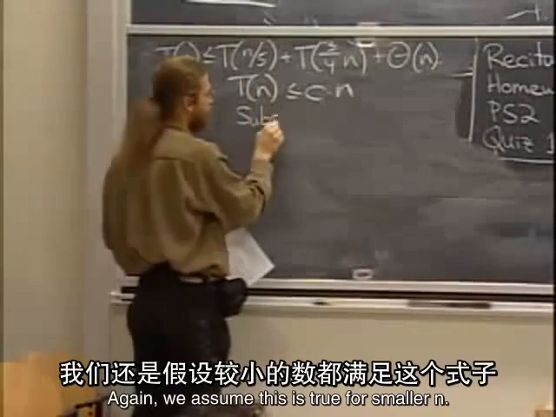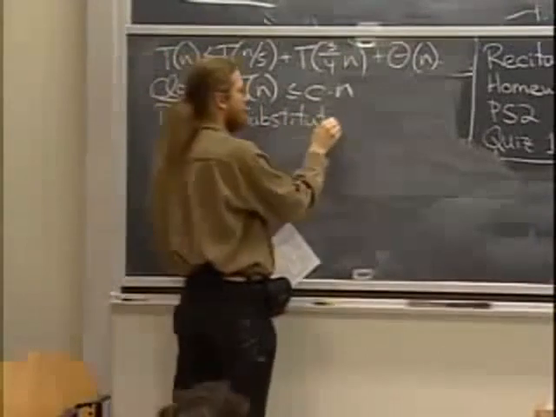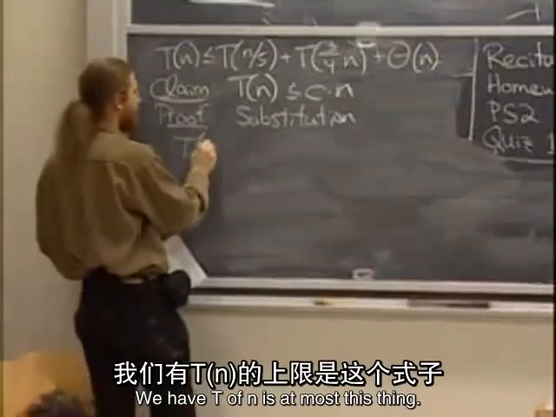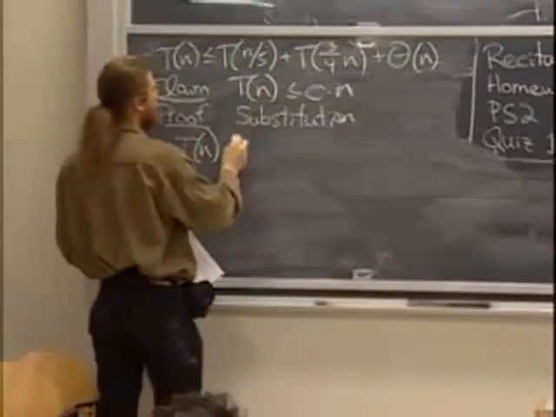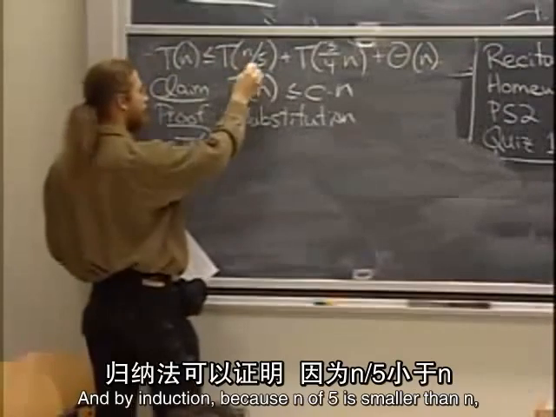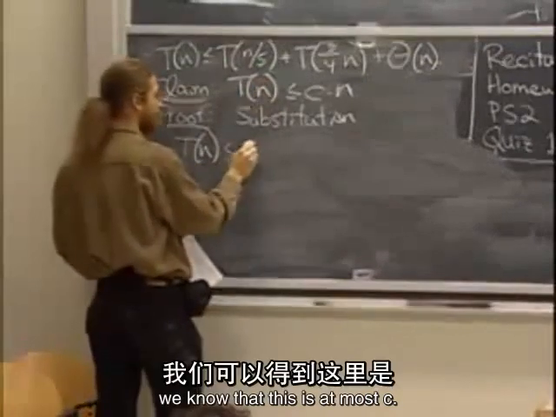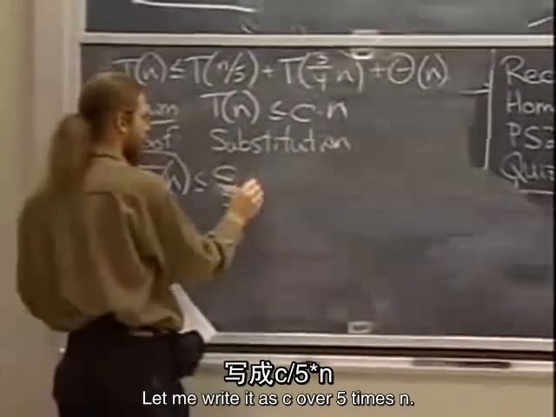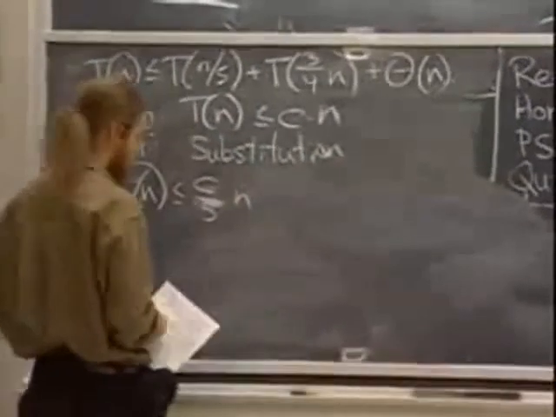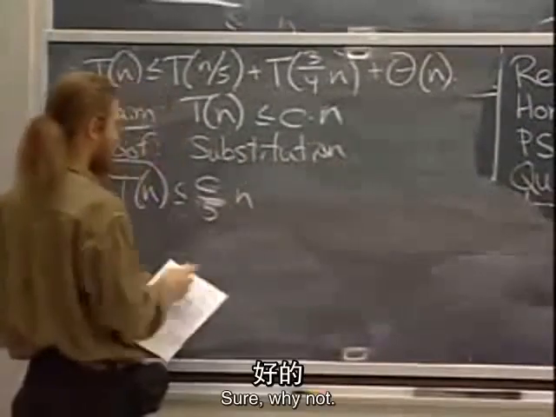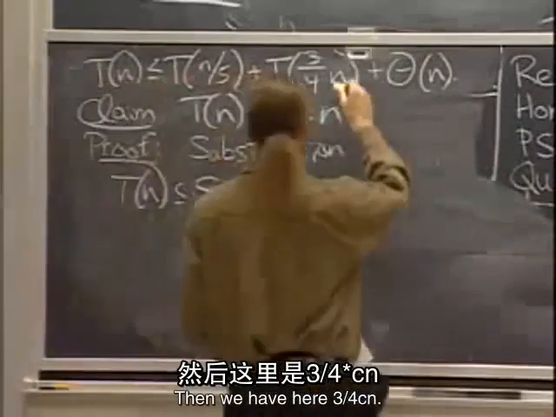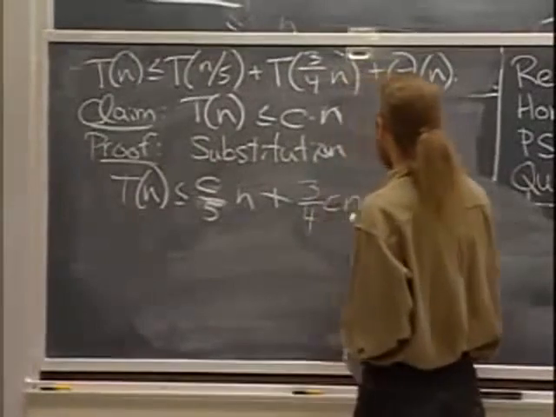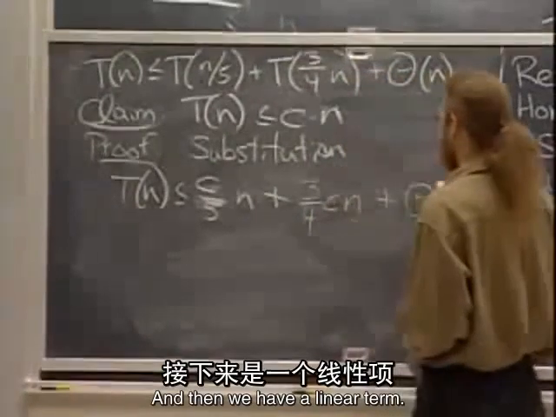So again, we assume that this is true for smaller n, and we want to prove it for n. So we have T of n is at most this thing, T of n over 5. And by induction, because n over 5 is smaller than n, we know this is at most C, let me write it as C over 5 times n. What the hell? Sure, why not? Then we have here 3/4 Cn. And then we have a linear term.